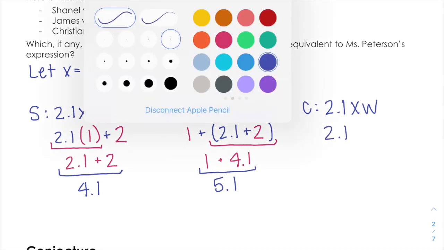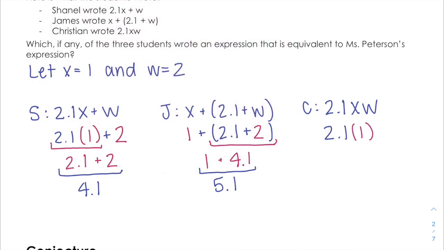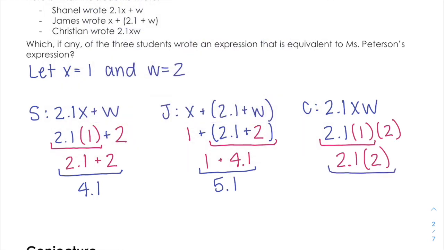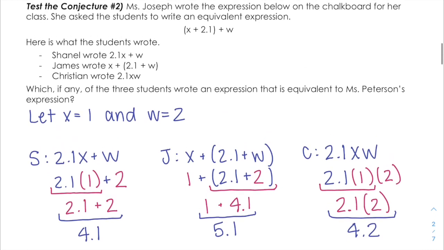So let's plug in 1 for x and 2 for w. Okay, we have 2 multiplication problems, so we want to start in order from left to right. So we have 2.1 times 1, which gives us just 2.1. Now we bring down that 2. Okay, now we multiply this round. 2.1 times 2 gives us an answer of 4.2. So again, a different value.